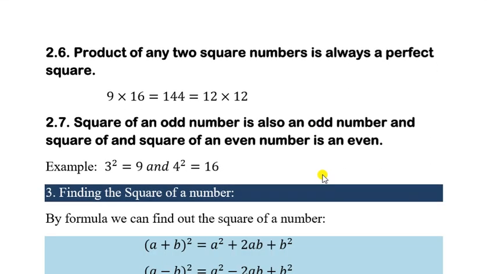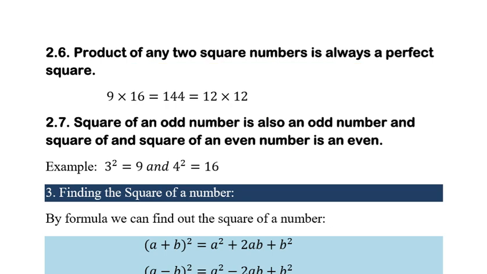Next property: the product of any two square numbers will always be a perfect square. How? For example, 9 is a square number because 9 is the square of 3, 3 into 3 is 9, and 16 is also a square number. So if we multiply 9 into 16, we get 144, and 144 is the square of 12 because 12 into 12 is 144. That's why the product of any two square numbers is always a perfect square number. Remember this. This property is very important.